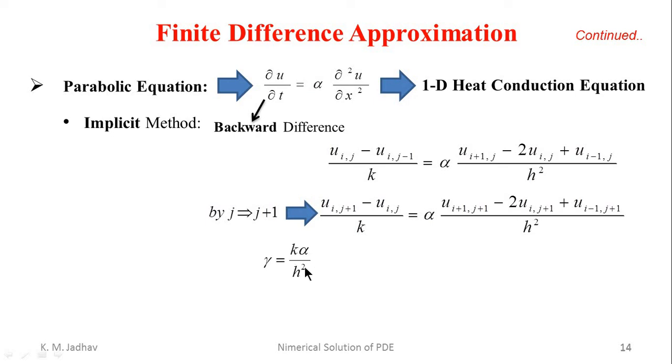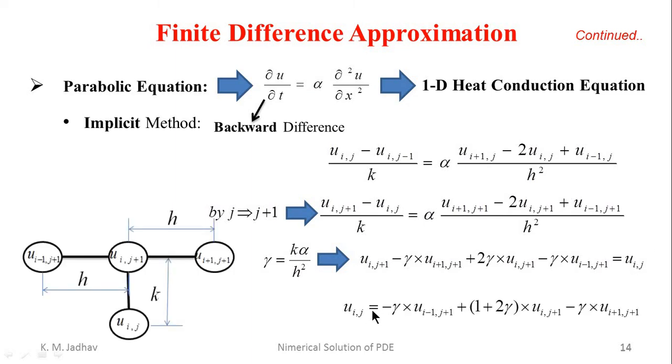Now by putting k alpha by h square equal to gamma, and by taking u i j on one side, we can rewrite this equation as this u i j plus 1, this minus u i j is taken on this side. So this u i j plus 1, this k into alpha divided by h square will be gamma. So this gamma into u i plus 1 j plus 1. When this term comes on the left side, it will become plus 2 gamma u i j plus 1 minus this, that is gamma into u i minus 1 j plus 1. And if I take u i j on this side, then it is plus u i j.